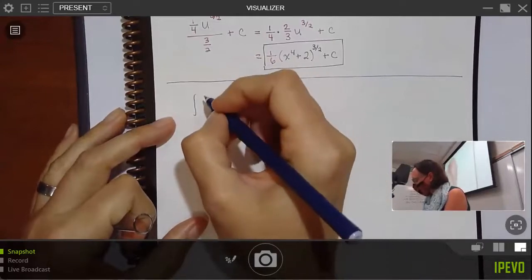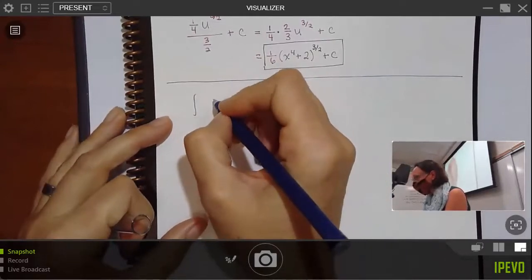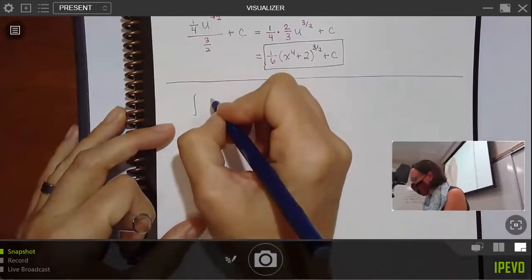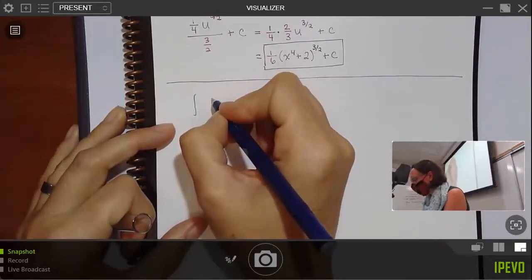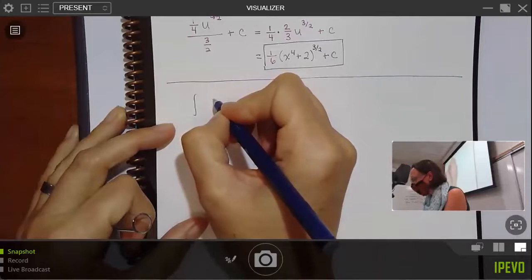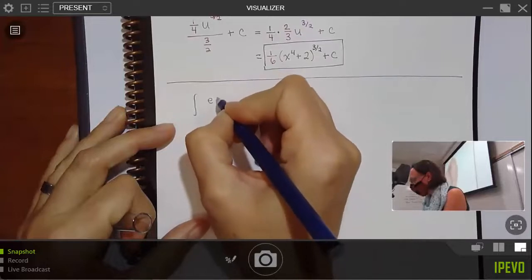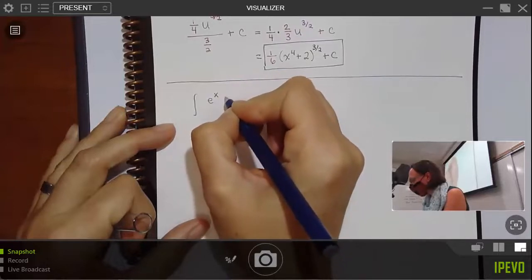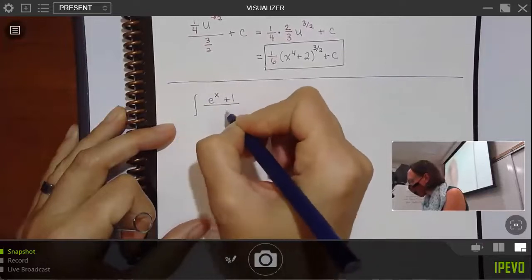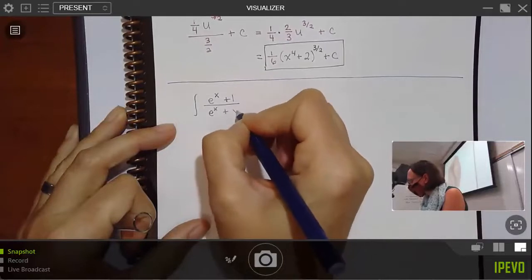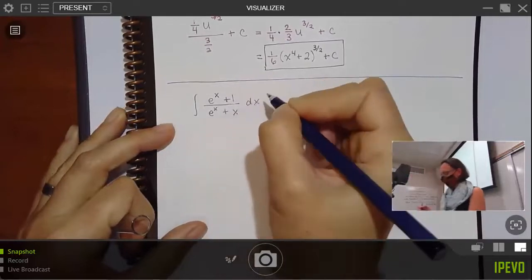Oh, sure. How about if I had, I don't know how messy to make this. Not crazy messy, right? Just slightly messy. Let me go with e to the x plus 1 over e to the x plus x. Yes.